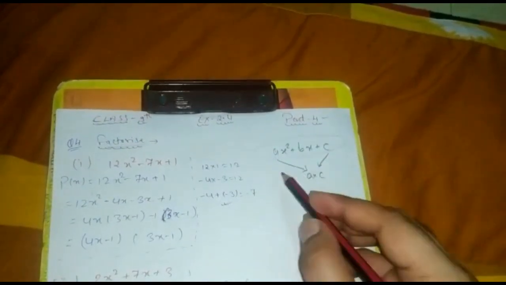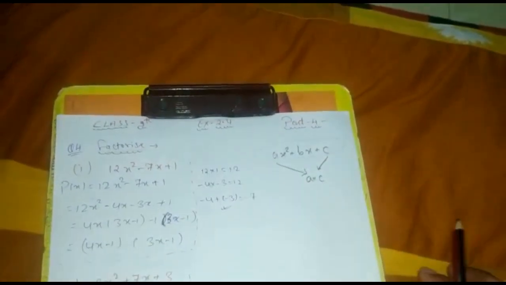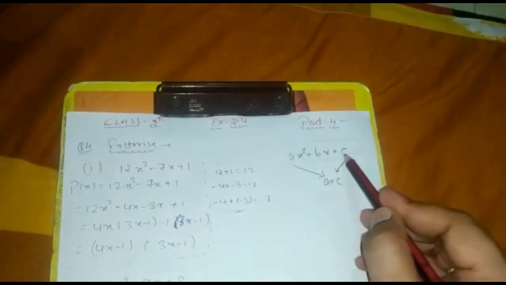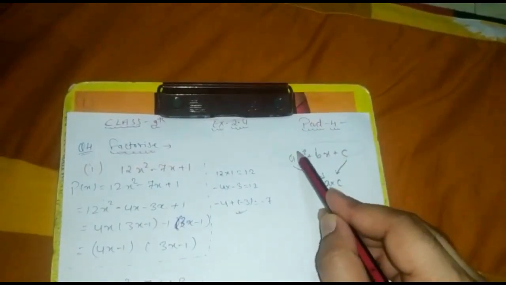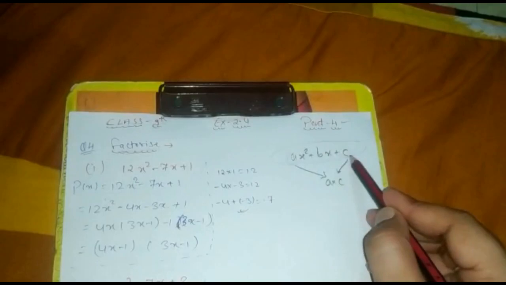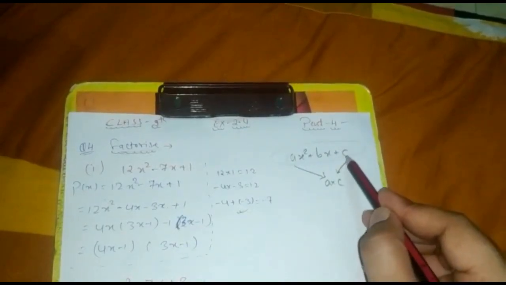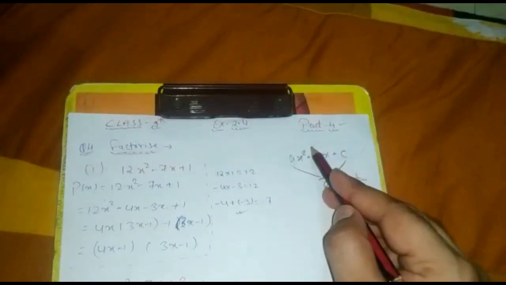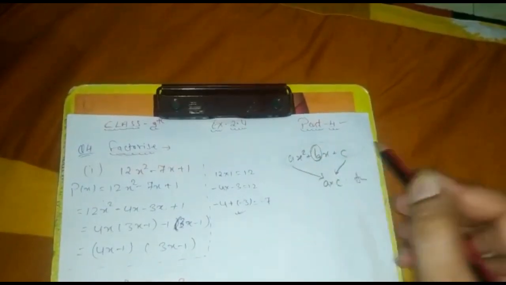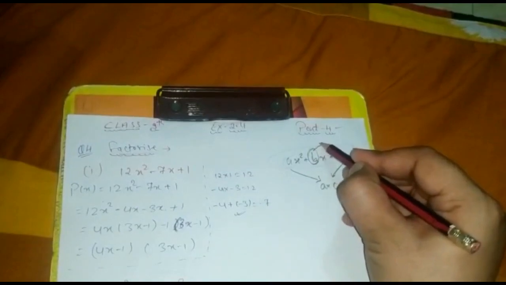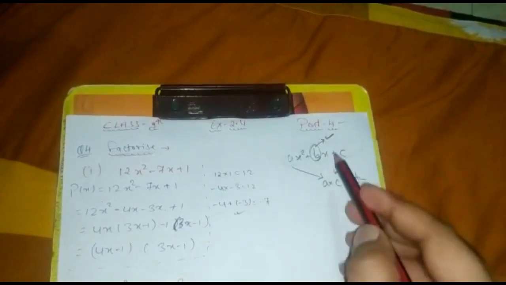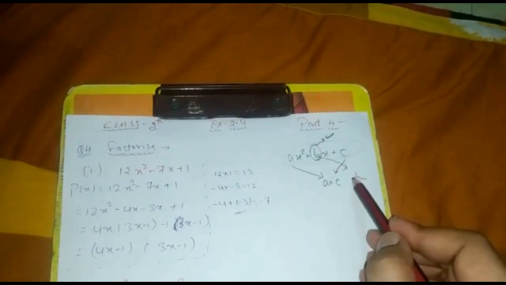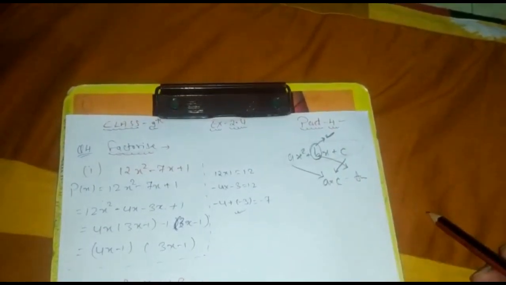The simple method to find the factors of this polynomial function is this: we have to multiply a and c. That means we multiply the coefficient of x square by the constant term. Whatever the answer is, we have to find two numbers. When we add them they will give b, and when we multiply them they will give the same answer as a into c.